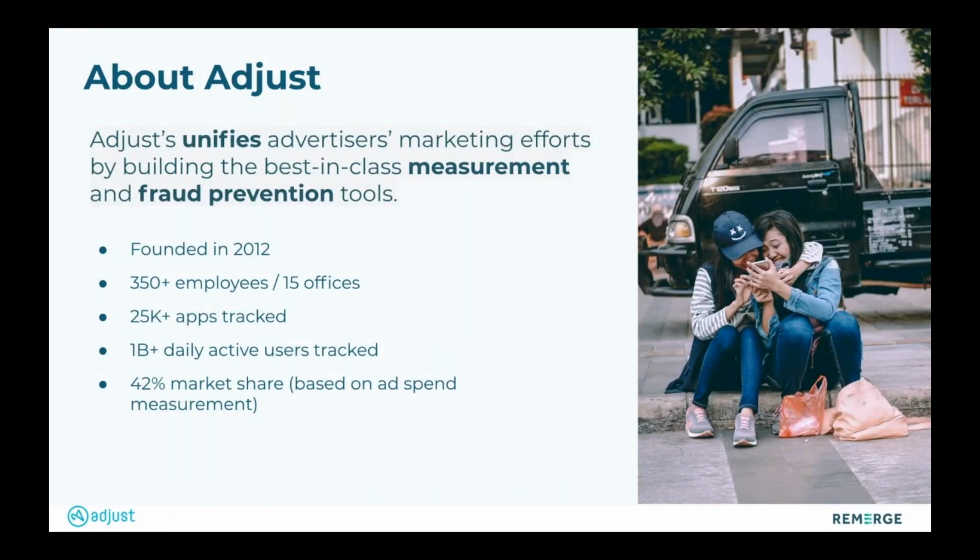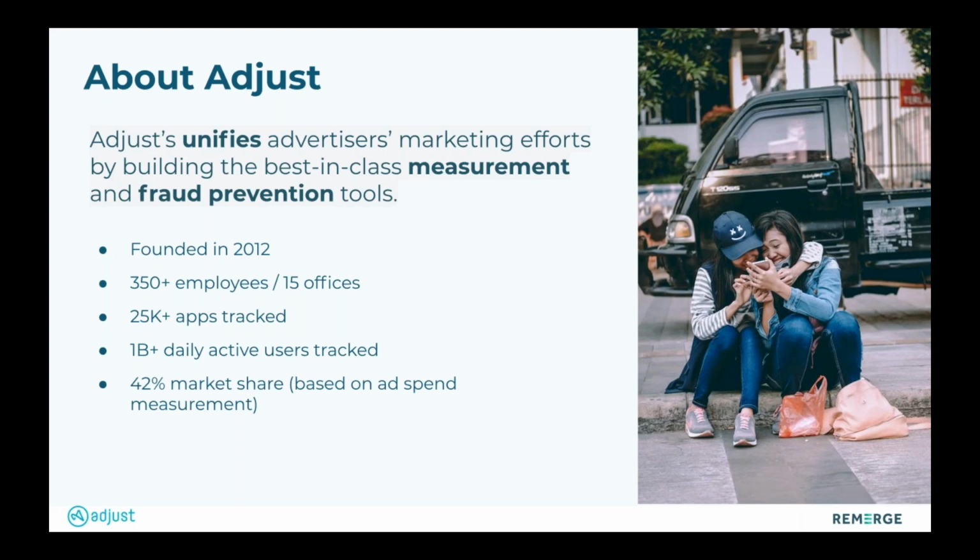So as a start, Adjust, we are one of the main attribution providers in the market. So we were founded in 2012. The company is now about 350 employees across 15 offices. The most recent one being in Tel Aviv. We are tracking about 25,000 apps worldwide. This represents probably 1 billion plus daily active users.